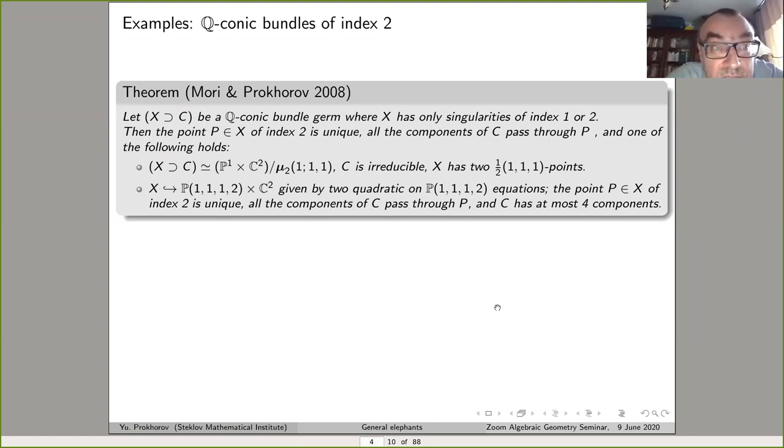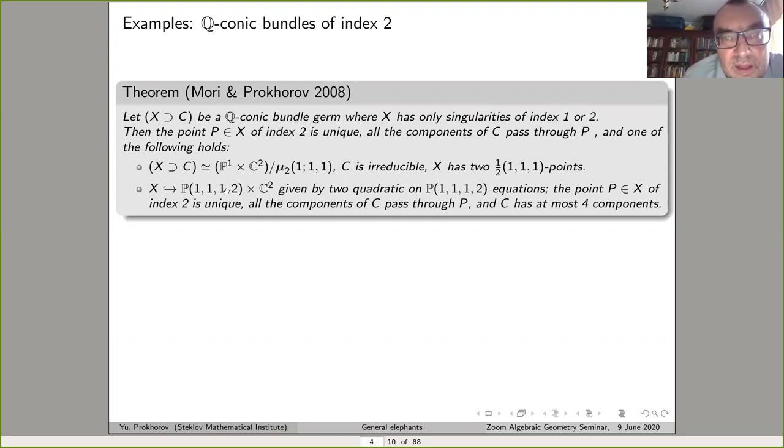Okay, and another case is the Q-conic bundle case. In this case, it assumes that our germ is a Q-conic bundle, and again singularities are of index one and two. Actually, it's not right to see it like this. We have two possibilities. In the first case, it's a quotient of a P1 bundle by this group. In this case, C is irreducible, and it has two non-Gorenstein points like this.